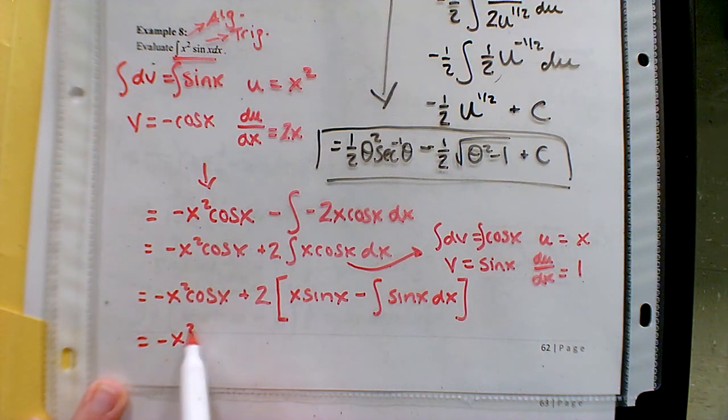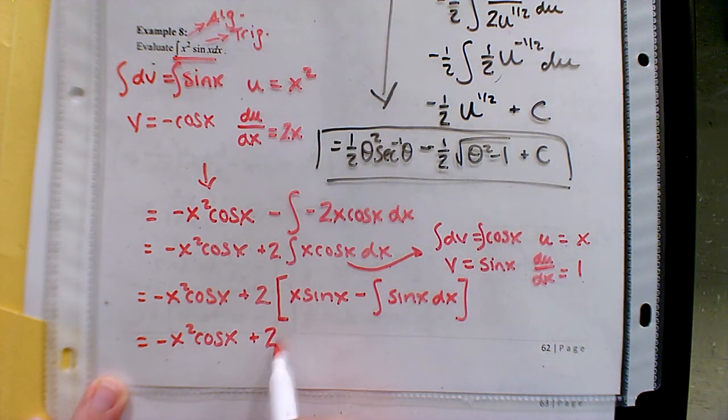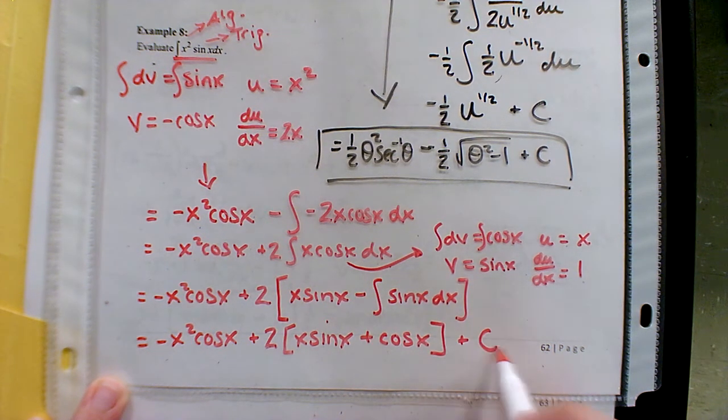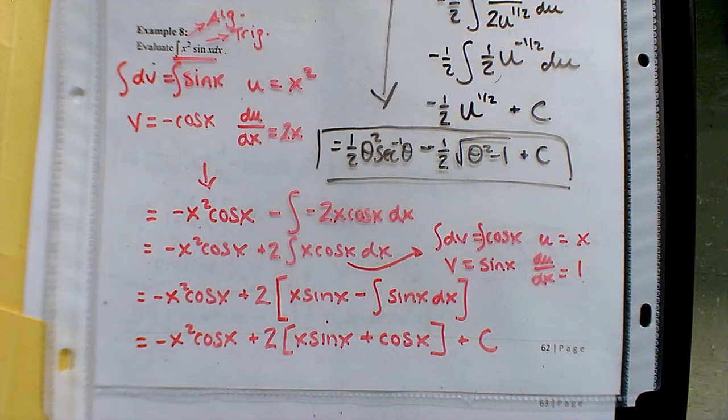So apparently, this new integral should be easier for us to work backwards from. Can you work backwards from just sine? That'd be negative cosine, right? So our subtraction would change to a plus, and then plus c on the end. You can distribute the 2 in if you wanted to. You could leave it like that.